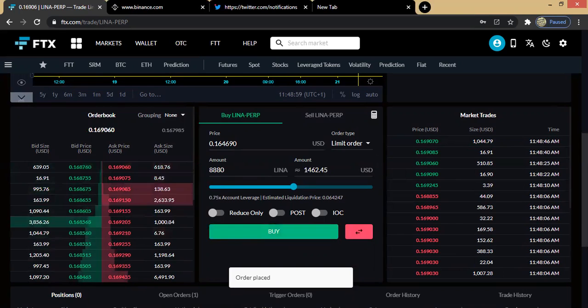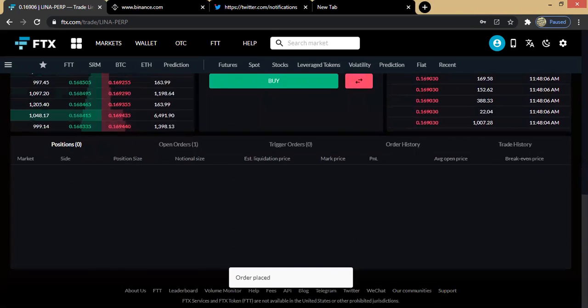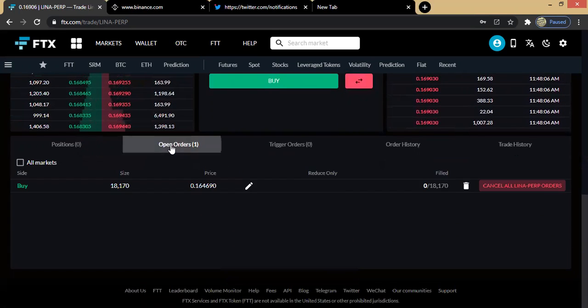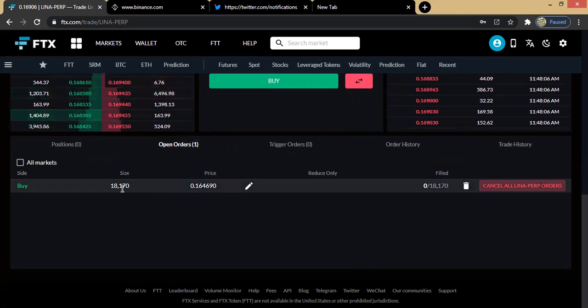So what does that show me? If I go to my open orders, this is the size I'm buying: 18,107. That's my position size, and this is my entry.